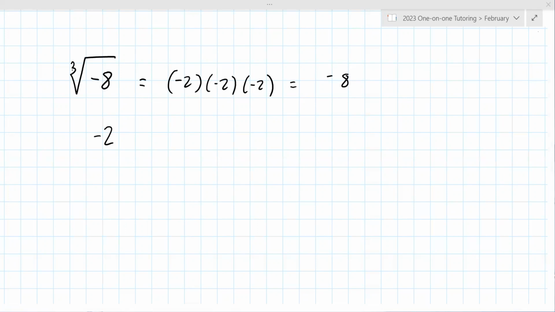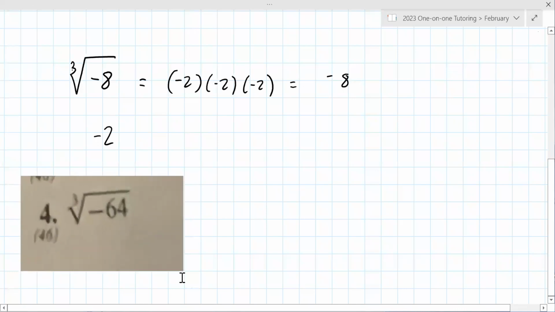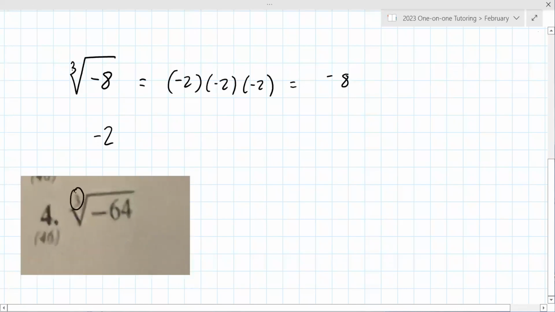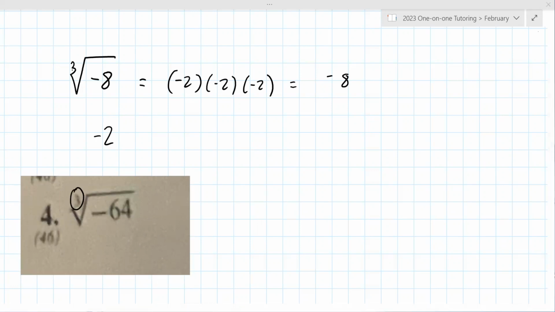Where should we go from here? Actually, number 4 would be good to do. It's really similar to number 2. So again, that 3 up here in the top tells you that you need to find 3 numbers that multiply to negative 64. Okay, so like we've already covered a few of them.